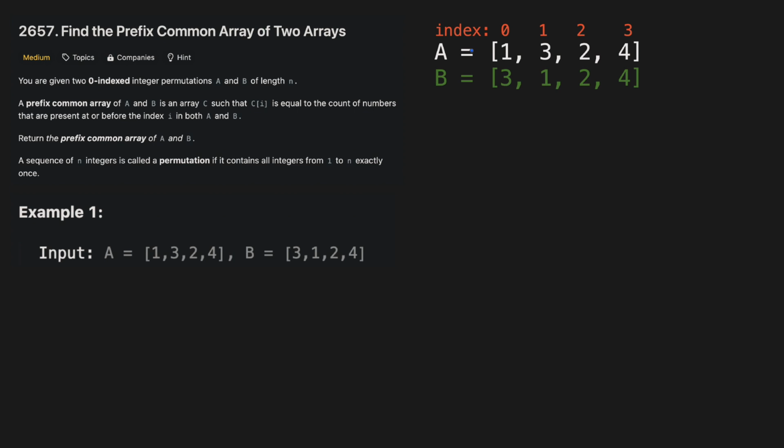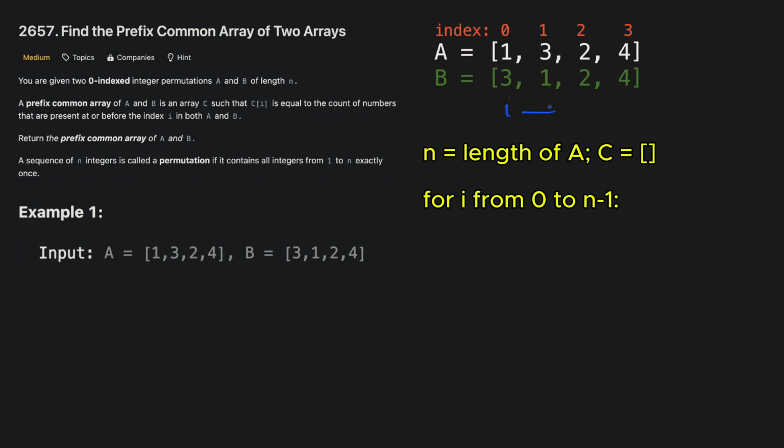Now in terms of solution, when we hear prefix, we think of prefix tree or trie, but this problem is actually simpler. Let's explore this through multiple approaches. The naive approach to solve this problem can be that for each index i, we count the number of elements that are present in both arrays A and B from the start up to that index i.